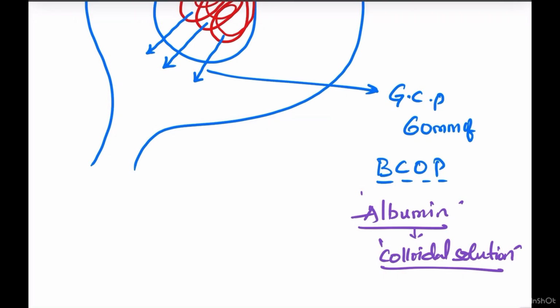So this albumin creates the colloidal nature of the blood. That colloidal nature will not allow the filtration to become faster. That means this is an opposing pressure.